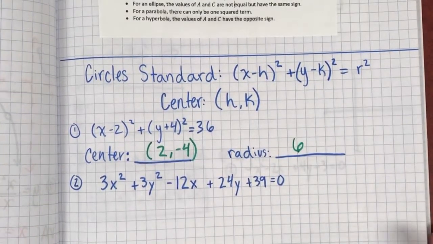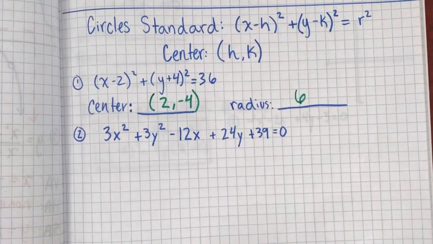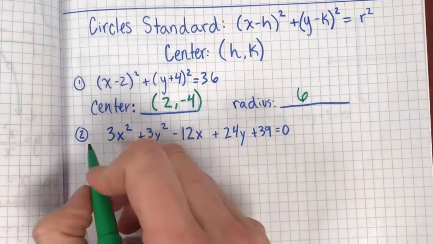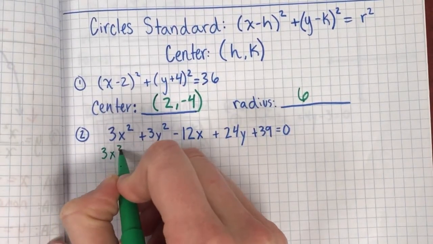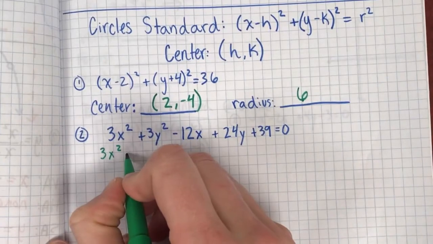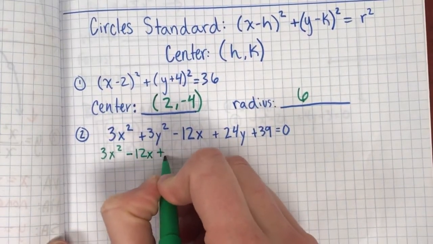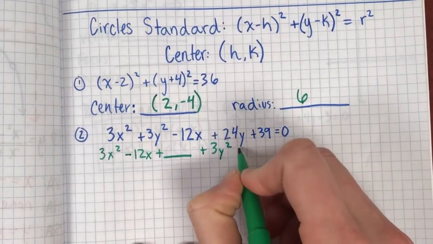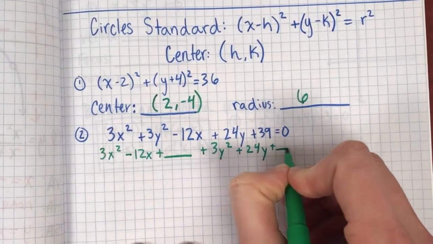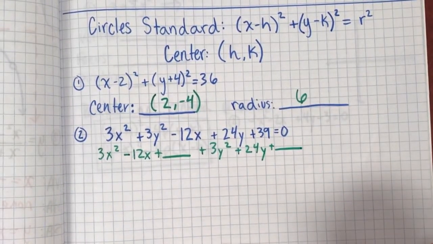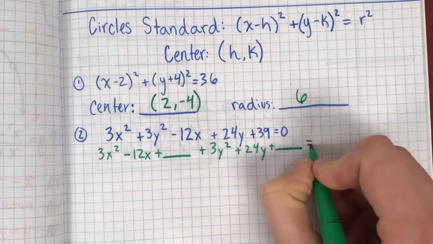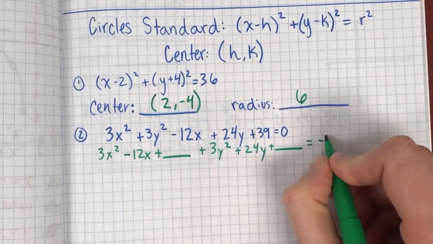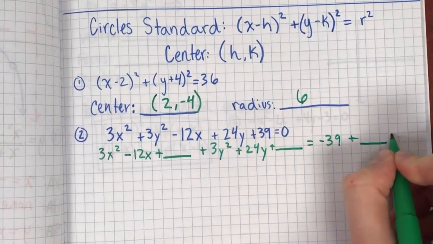All right, this next one, it's not in our standard form, so we have to put it that way. We are actually going to have to complete the square. So you may need to go back and remember how to do that. So first of all, start by putting all your x's together. So I would say 3x squared minus 12x, and then I leave that space. And then we do our y's: 3y squared plus 24y plus a space. And then go ahead and throw that 39 to our other side, so it would be a minus 39. And then we add our two blanks over here.